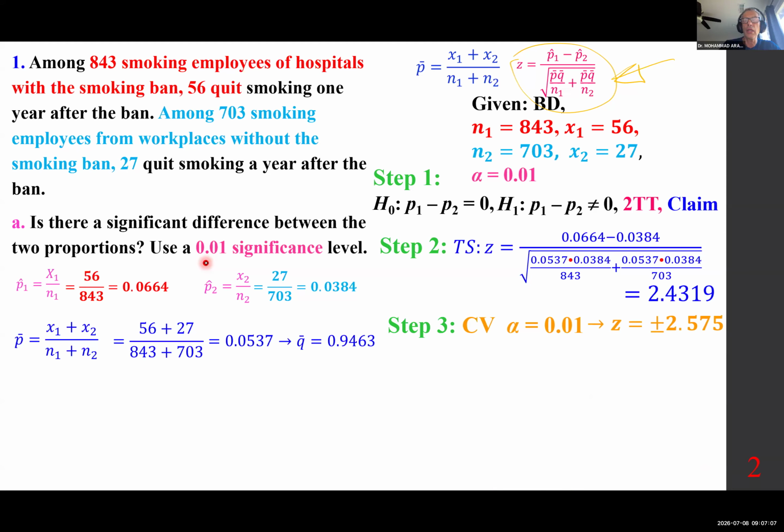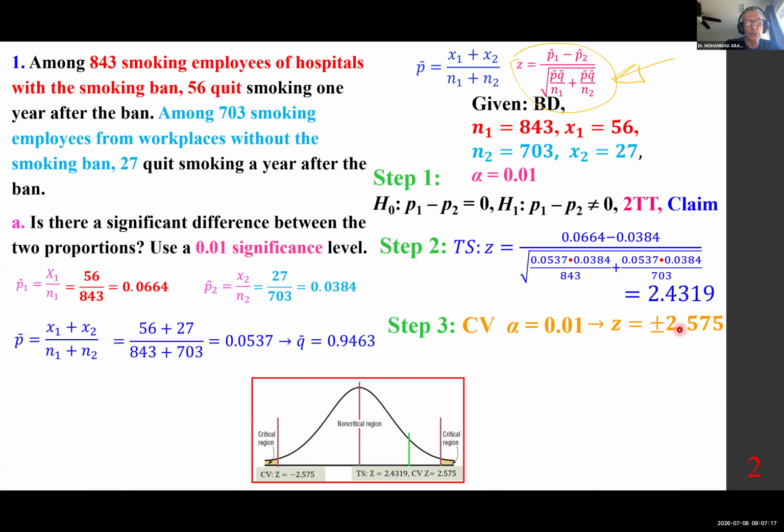So we draw, and we want to see where this number falls as far as the critical value is concerned. So we notice that Z is either negative or positive 2.575. So those are the tails. And this number 2.4319 is somewhere in between. It's way into the non-rejection region. Because this is way into the non-rejection region, the decision is fail to reject the null hypothesis.